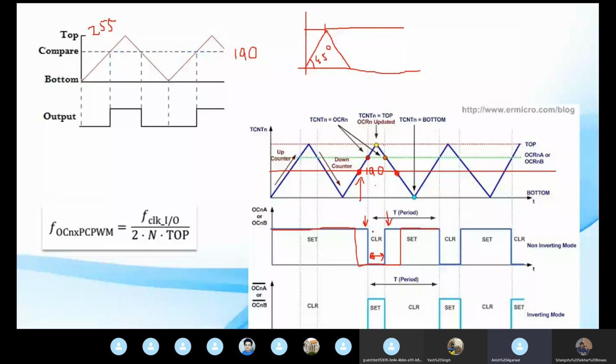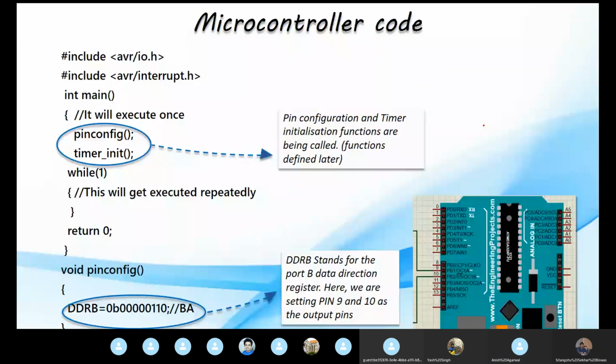Alright. Now I'll be moving to the code. So basically in the code, we have the basic how we start the AVR functions. We have the main function. In the main function, we have the pin configuration function, which will be defined later. And we have the timer initialization function that also will be defined later.